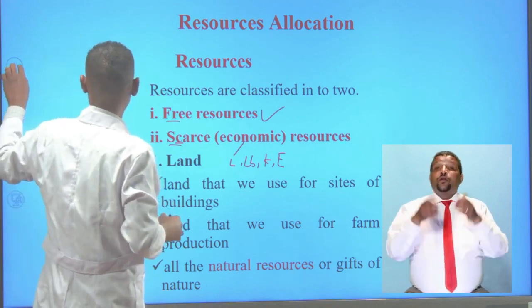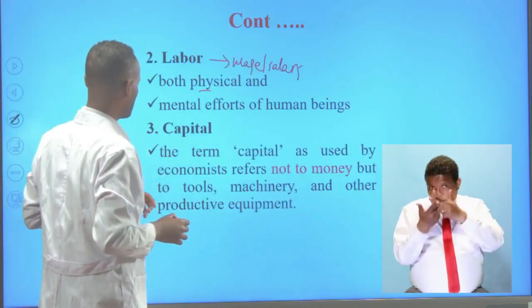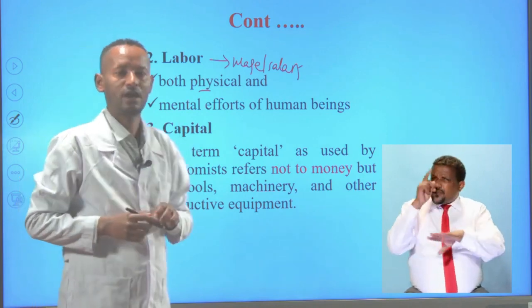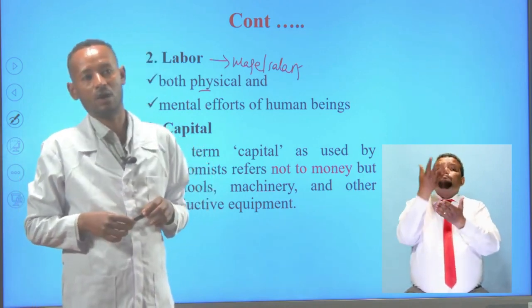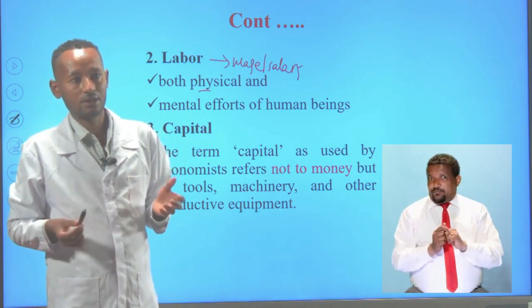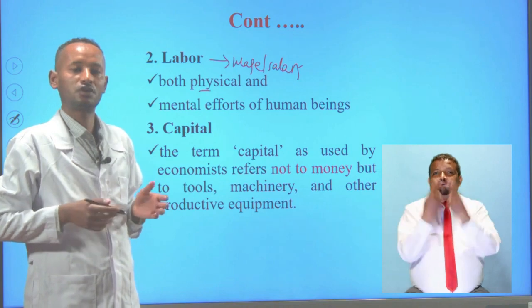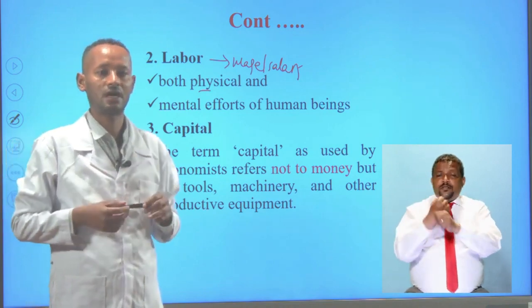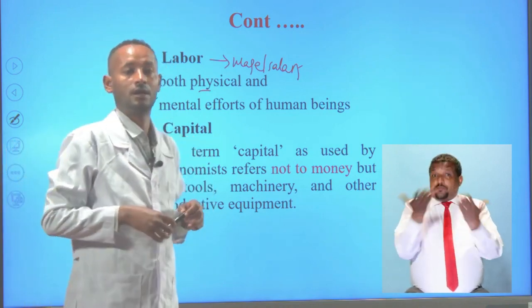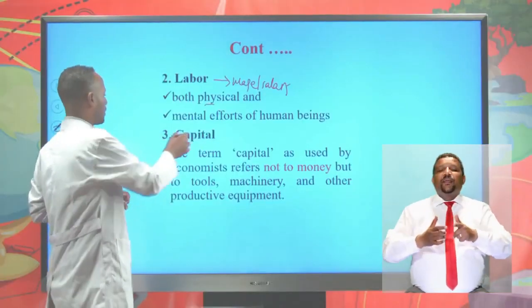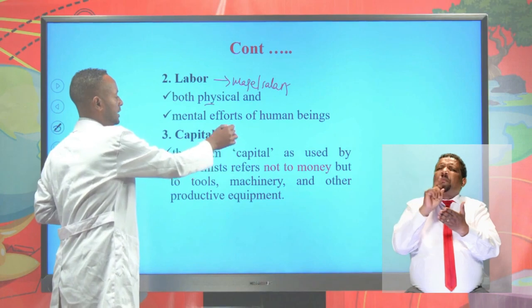And when we see the third economic resource, which is capital, when we say capital in economics, we are not referring to financial capital, rather the machineries, buildings, and equipment that are used for the production of final goods and services are considered as capital in economics. And the reward for the economic resource capital is interest.